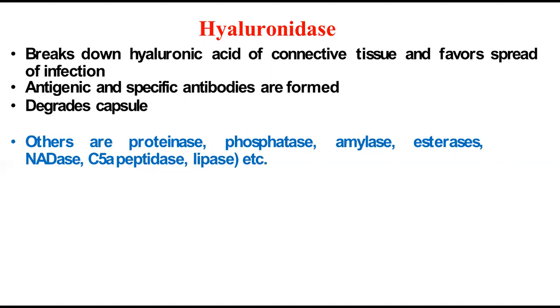And other enzymes are also produced by this bacteria, which include proteinases, meaning they destroy proteins; phosphatases, which regulate or destroy phosphate bonds; amylases, esterases, NADases, C5 peptidases, and lipases. So this was all about the enzymes and toxins released by the bacteria.